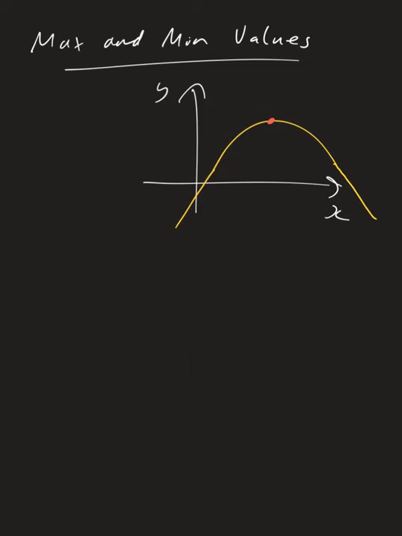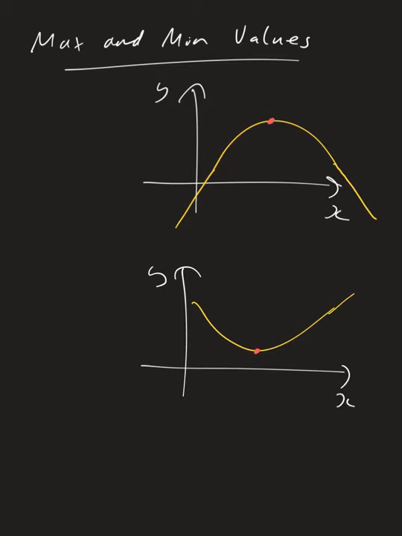And similarly, for a local minimum, if I have one stationary point on a function, and it's a minimum, or a local minimum, then that must be the absolute minimum value that function takes anywhere.